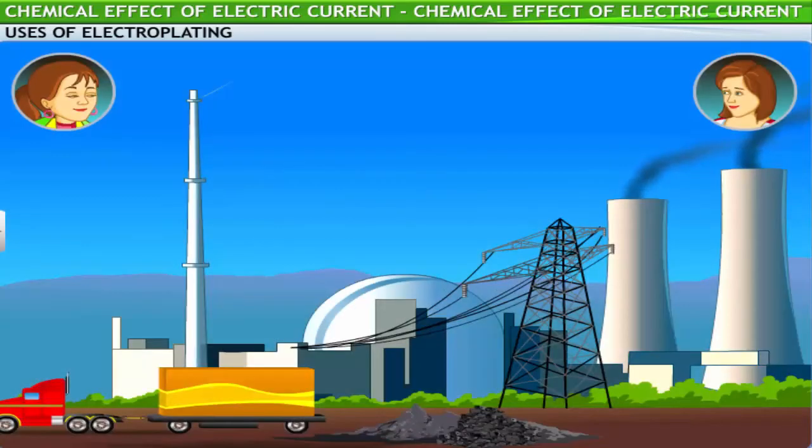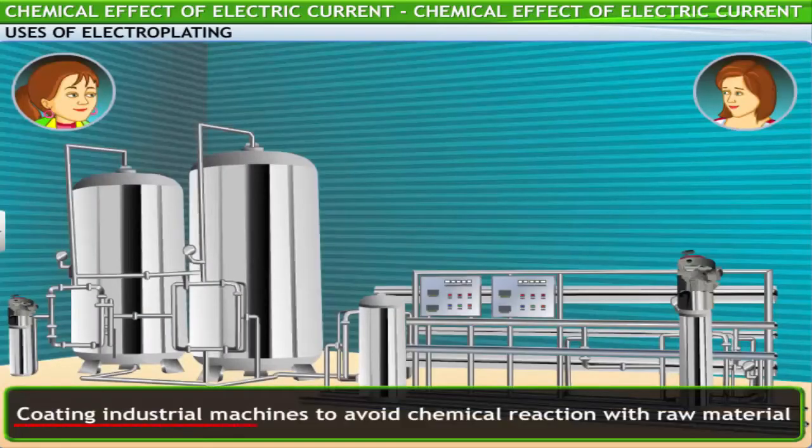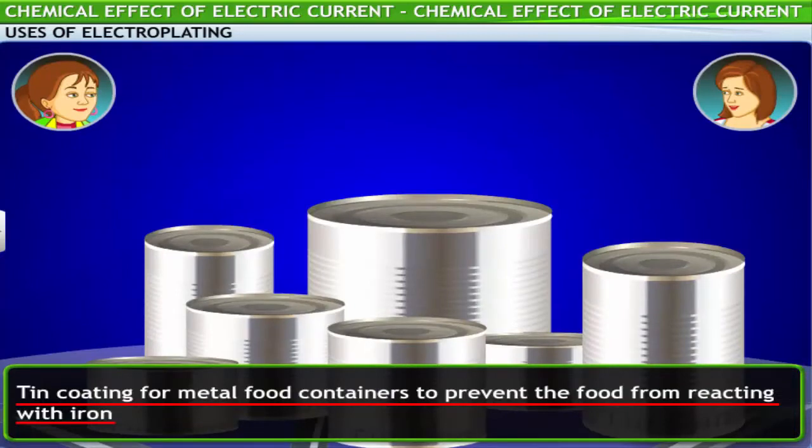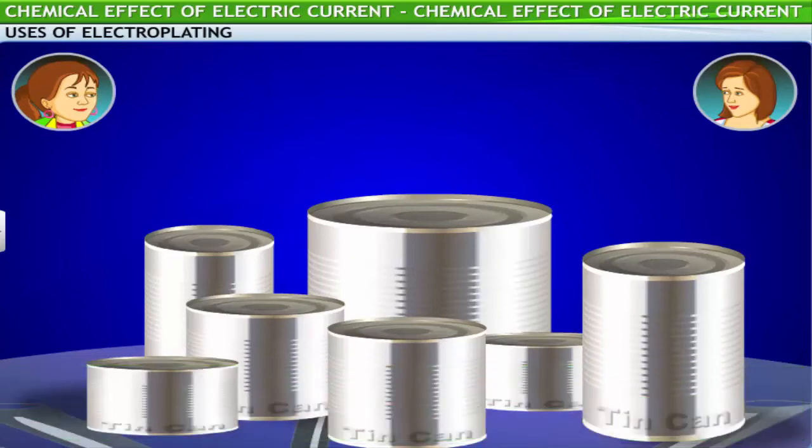He's right. It is widely used in manufacturing industry for coating metal objects with a thin layer of a different metal that has a desired property. For example, industrial machines are coated to avoid chemical reaction with raw materials. Metal food containers are made of iron and electroplated with tin. Tin prevents food from reacting with iron and protects it from being spoiled.